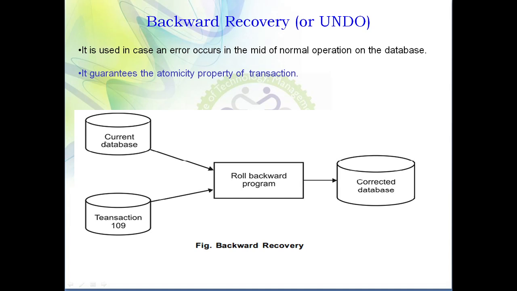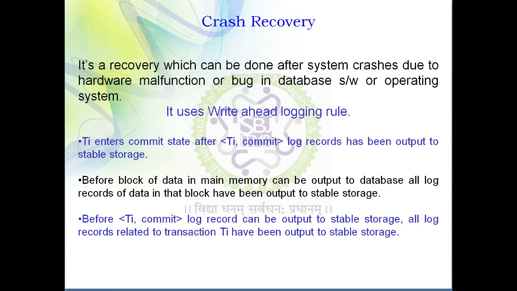Again, you can see here what we have: the current database copy. We have been provided with the current database copy, and we have the transaction log. From the transaction log, we come to know what operation we have performed on the database. So we'll try to cancel that operation, so that whatever change was made by that particular transaction gets cancelled, and we come back to our previous consistent state. So this is what a backward recovery scheme is. This is the second scheme, or second strategy.